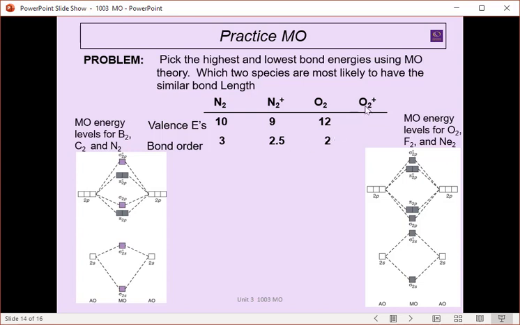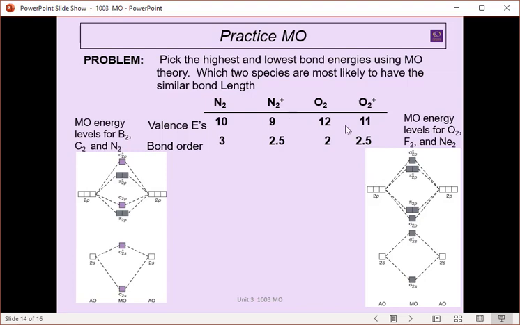When I go to the O2 cation, I've lost 1 electron. That's 11 electrons. 2, 4, 5, 6, 7, 8, 9, 10, 11. So I would have a total of 6 bonding minus 1 anti-bonding. That would be 5. You cut that in half, it's a bond order of 2.5.